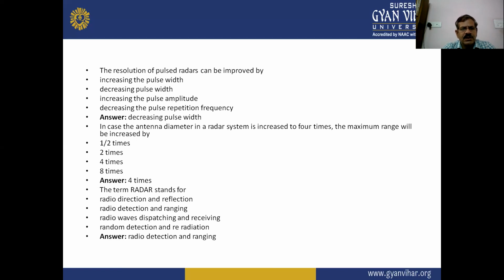And next question: in case the radar diameter in a radar system is increased to 4 times, the maximum range will be increased by? 1 by 2 times, 2 times, 4 times, 8 times. So the correct answer is 4 times.